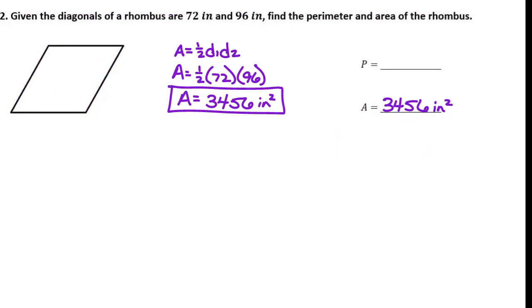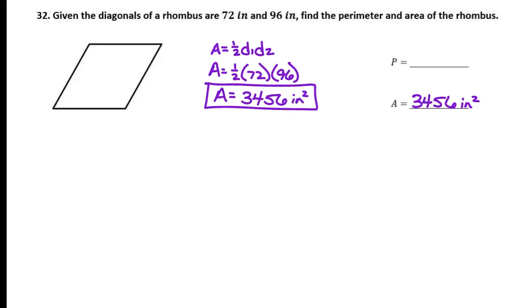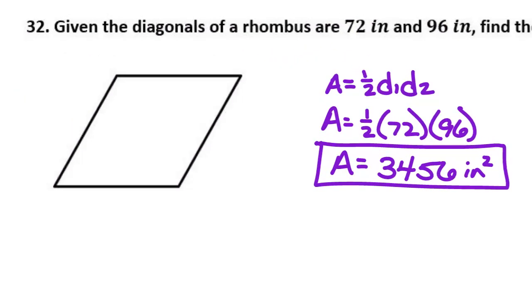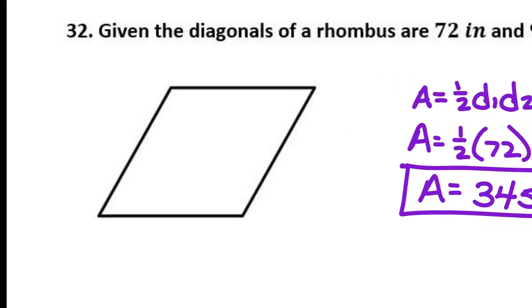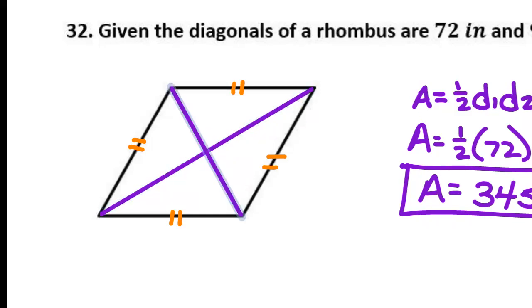All right, now the part that is slightly more complicated. We need to find the perimeter of this rhombus. What do you know about all four sides in a rhombus? They are all congruent. So if I can figure out how big one of them is, I know how big all four of them are. So we've got these two diagonals. What special thing is happening where those diagonals cross each other?